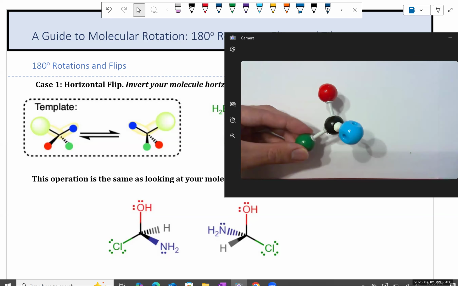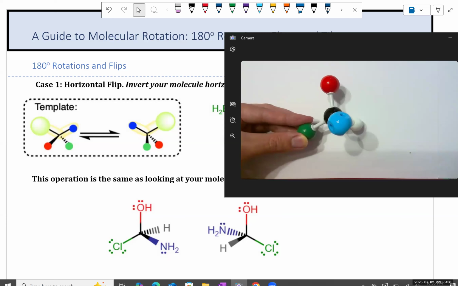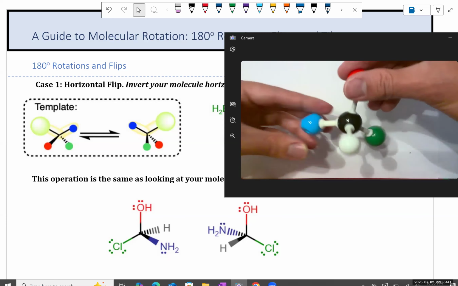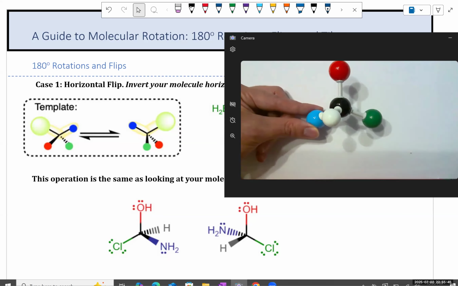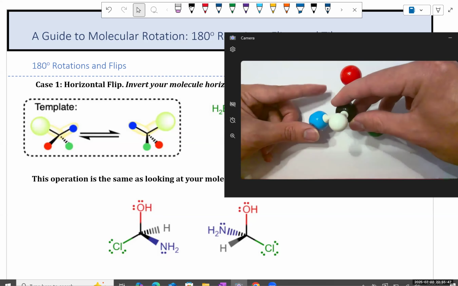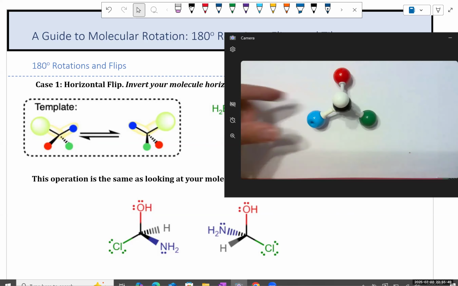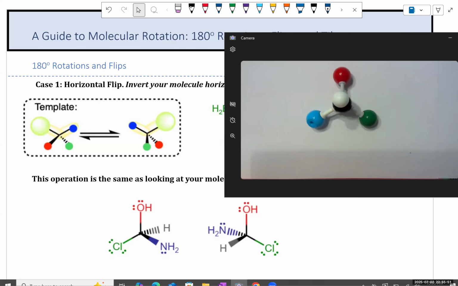Initially, we have the amine with a wedge in front, the hydrogen in the back. Post flip, our skeleton gets flipped. The hydrogen is now in the front with a wedge, the amine's in the back with a dash.